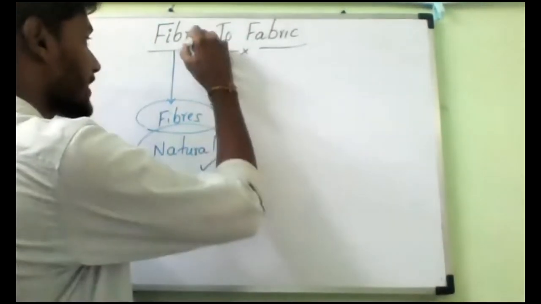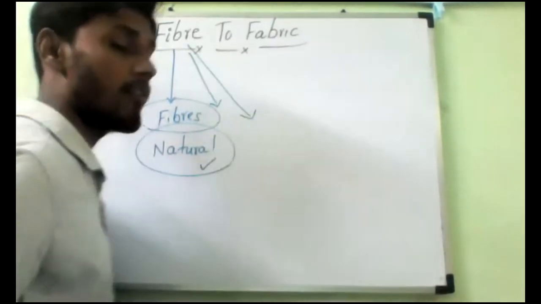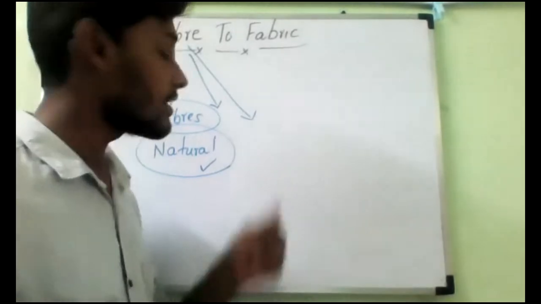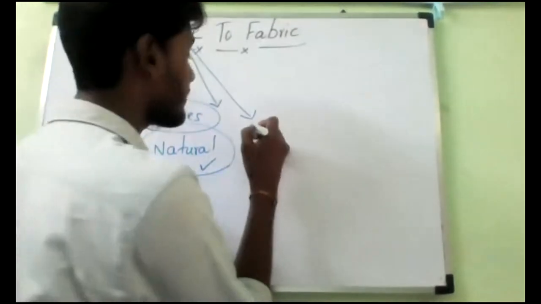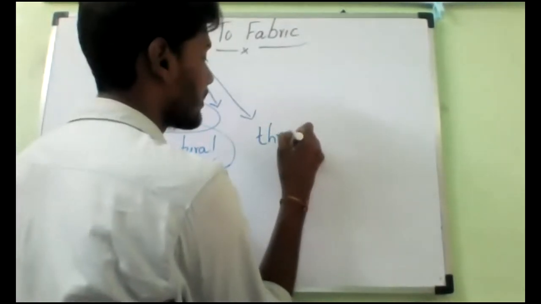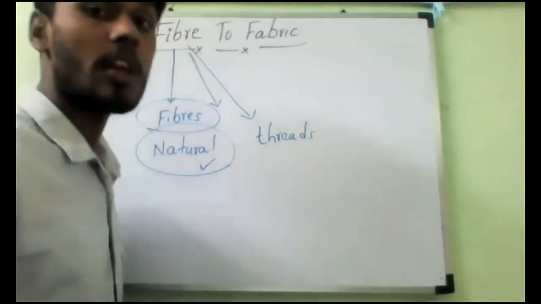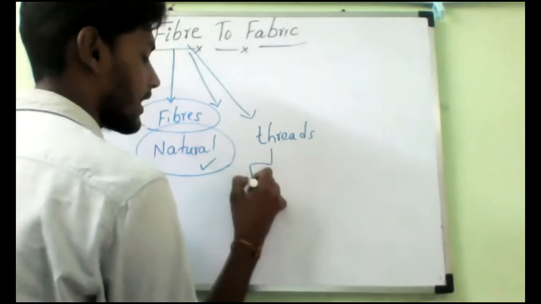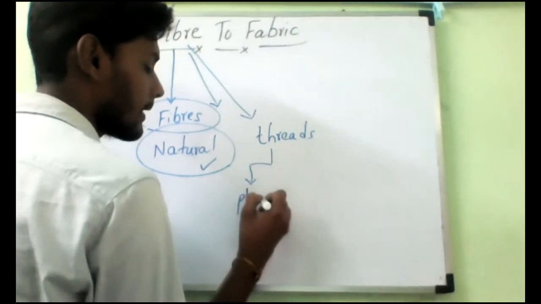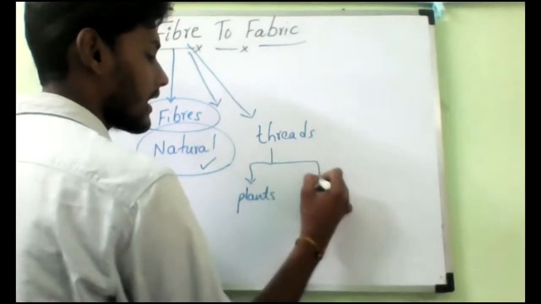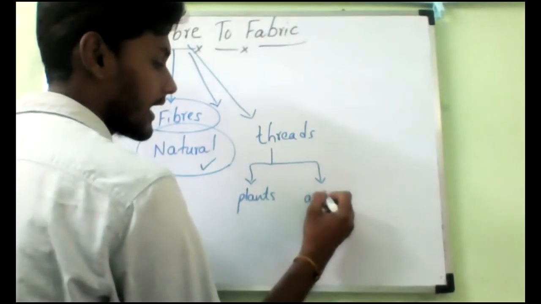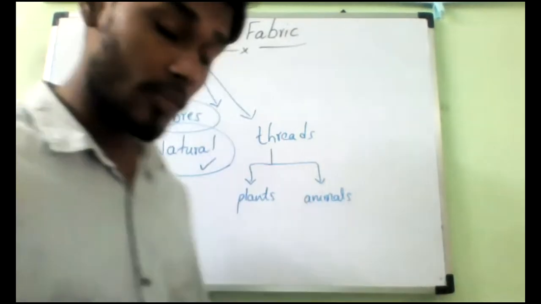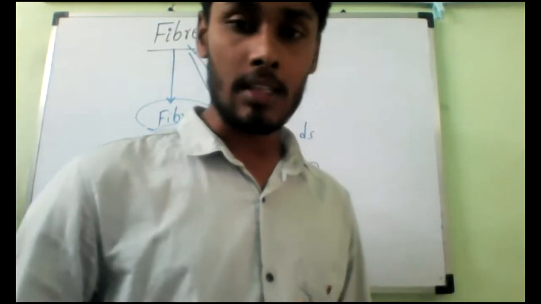What is the meaning of fiber? A fiber is a thread. So these fibers are thread-like structures obtained from natural sources, from plants as well as from animals. A few are obtained from plants and a few from animals. So let us see now.